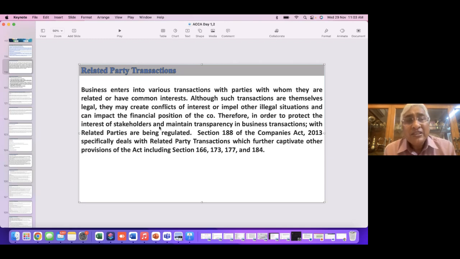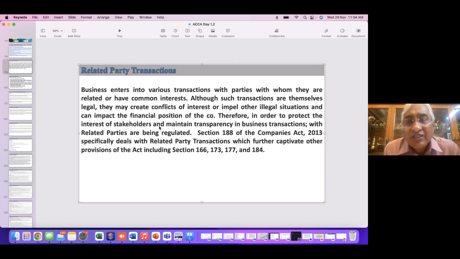Now, in related party transactions, the business concern is basically the provisions under the Companies Act. The business enters into various transactions with parties with whom they are related or have common interest, as I mentioned right now. Although such transactions are themselves legal, they may create conflicts of interest or impel other illegal situations and can impact the financial position of the company. It is not only in the financial position.